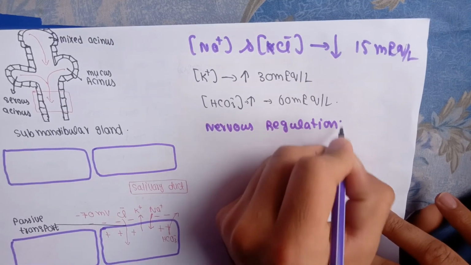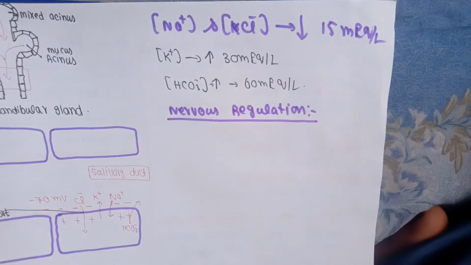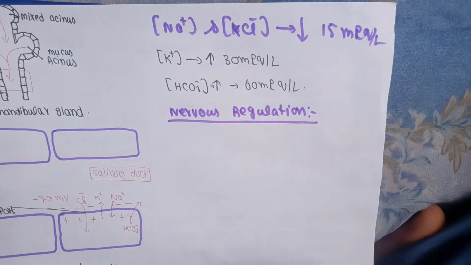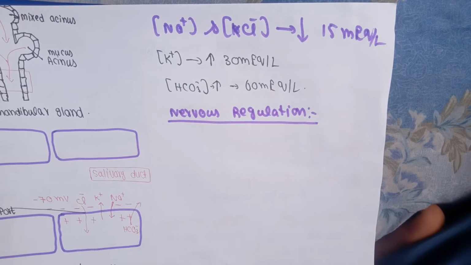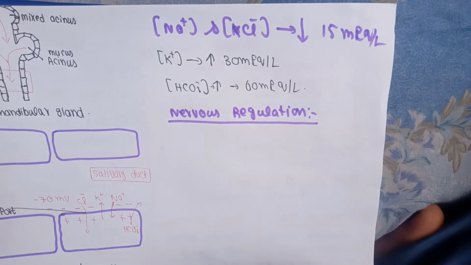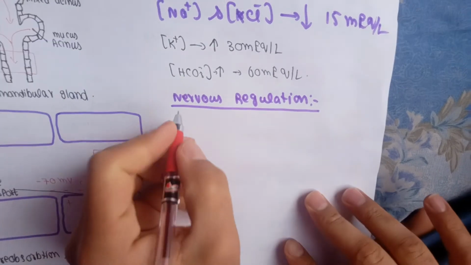How does the nervous system regulate saliva? That is, the secretion of the saliva. In which cases will the secretion of saliva be more? The main nervous signal regulating the salivary secretion is parasympathetic.